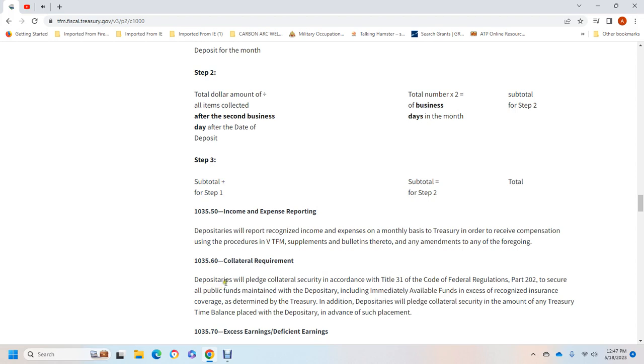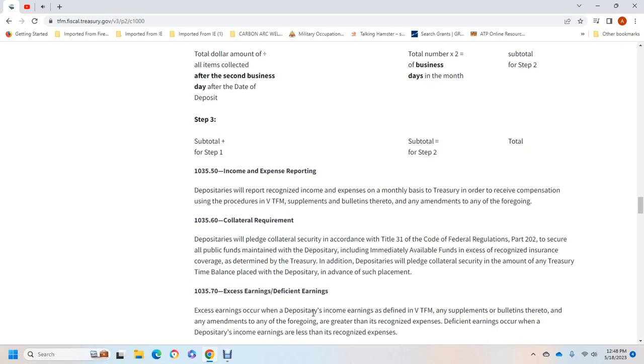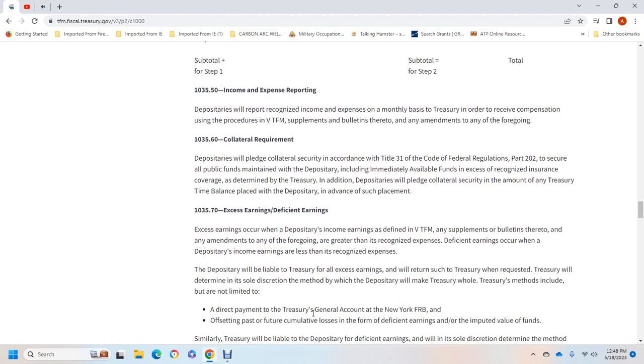1035.60, collateral requirement. The depository will pledge collateral security as described in Title 31, Code of Federal Regulations, Part 202, to secure public funds maintained by the depository, including immediately available funds, except for the recognized insurance coverage determined by the Treasury. In addition, the depository will pledge collateral security in the amount of any Treasury time balance placed with the depository in advance of such placement.